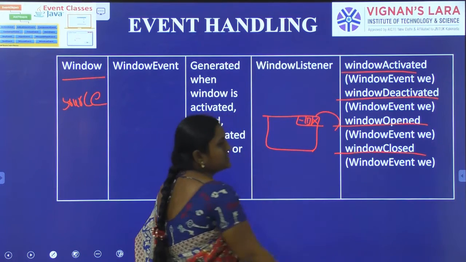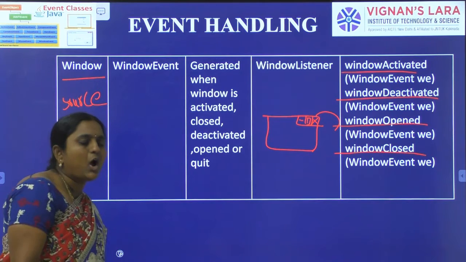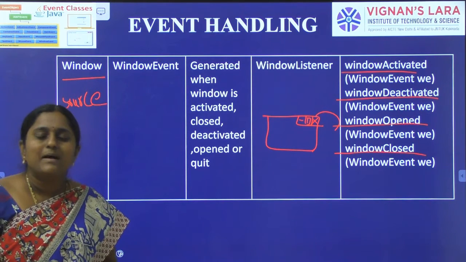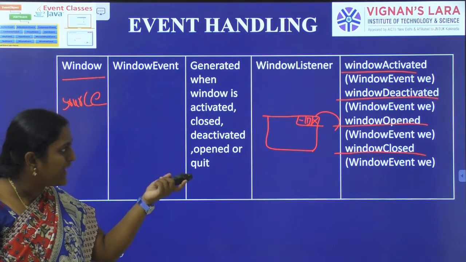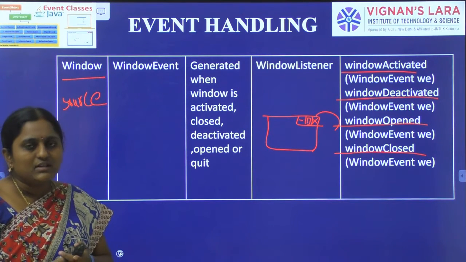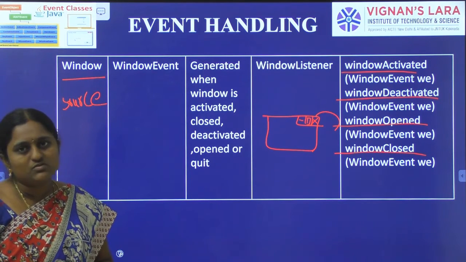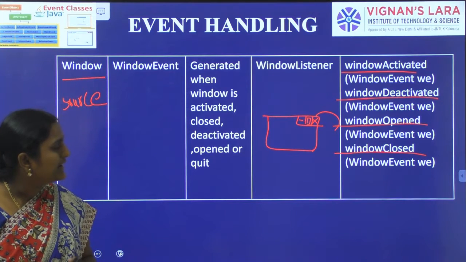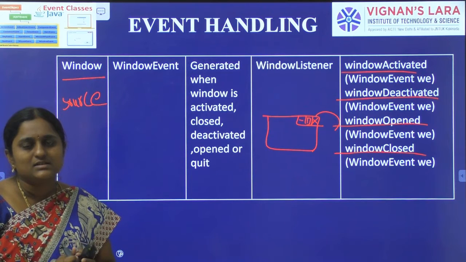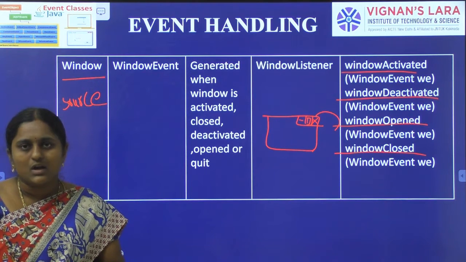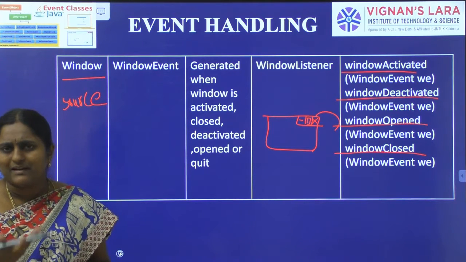window. If you perform any related window operations, a window event is generated. How can these events be handled? By using listener interfaces. The WindowListener interface defines window activated, window deactivated, window opened and window closed. The window opened method is invoked the first time a window is opened. Window activated is invoked whenever the current window is activated. Next, window deactivated is invoked whenever a particular window is no longer used.